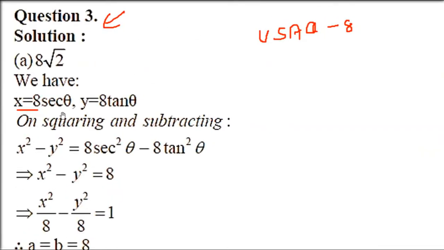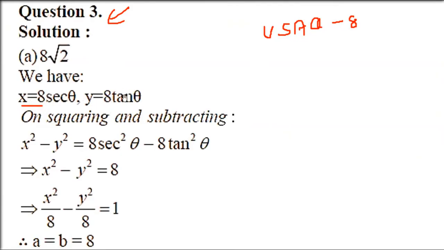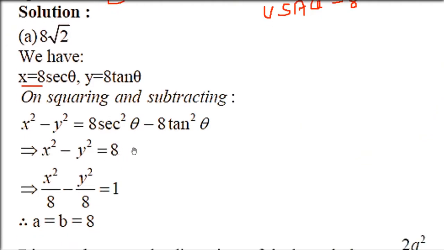So x square equals 64 sec square theta. y square will be 8 square, that is 64 tan square theta. So you are going to square x and y and subtract. You will get x square minus y square equals 64 sec square theta minus 64 tan square theta. This 8 square is missing here, I'll just write it. So x square minus y square will be 8 square, that is 64.